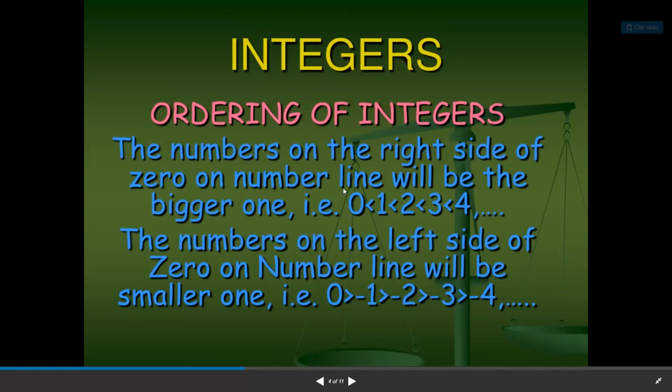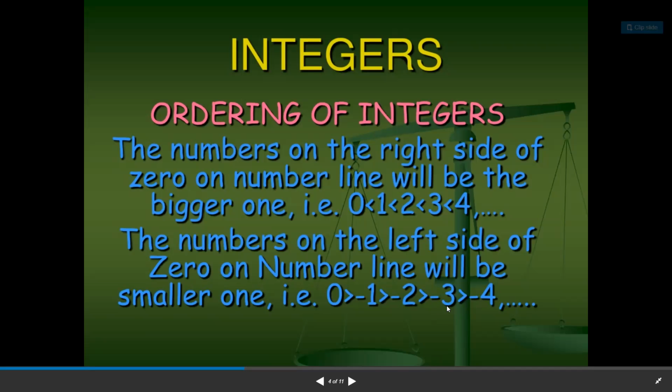The ordering of integers is done as shown here. The numbers on the right side of 0 on the number line, the x-axis, as we can see here in the graph paper, will be bigger, that is 0 is less than 1, 1 is less than 2, 2 is less than 3, 3 is less than 4, and so on. The numbers on the left side of 0 on the number line will be smaller, that is 0 is greater than -1, -1 is greater than -2, -3 is greater than -4, and so on.